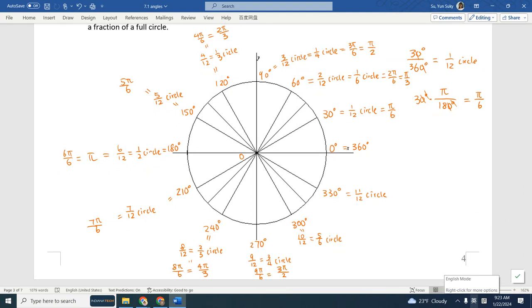Okay, next one. How about here? 10 copies of pi over 6. So 10 pi over 6, which is 5 pi over 3.